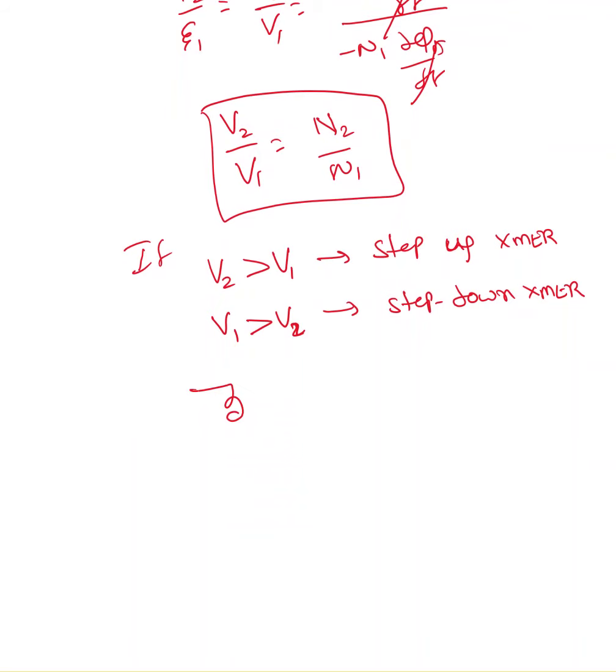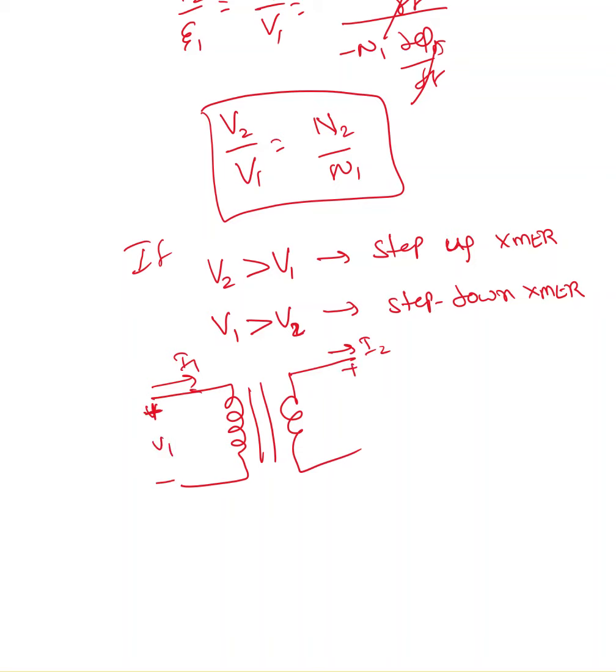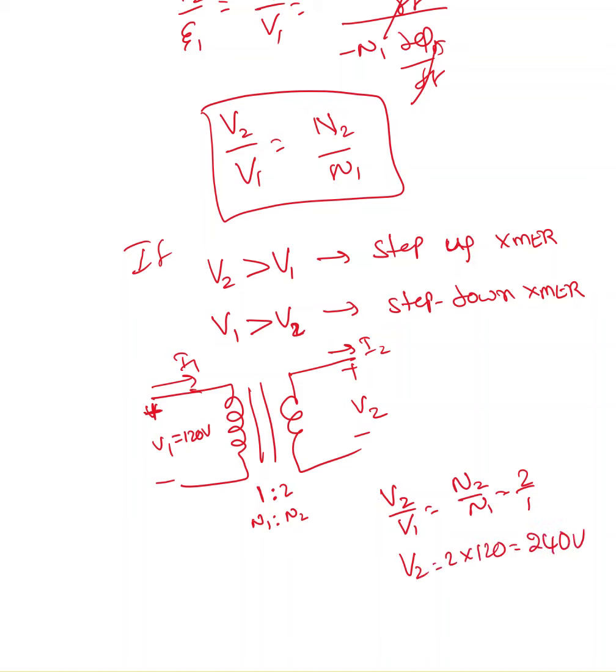Now here is a symbol for a transformer. These two lines indicate that it's an ideal transformer. So here are I1, I2, V1, and V2. Say I'm giving around 120 volts here, and this is a 1:2 transformer. This 1:2 represents N1:N2. What is the V2 value in the ideal case? V2 over V1 equals N2 over N1. I know N2 is 2, N1 is 1. So V2 equals 2 times 120, that is 240 volts. So our V2 in this case is 240 volts.